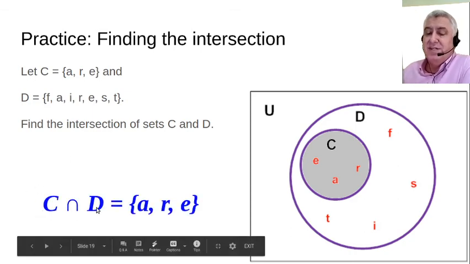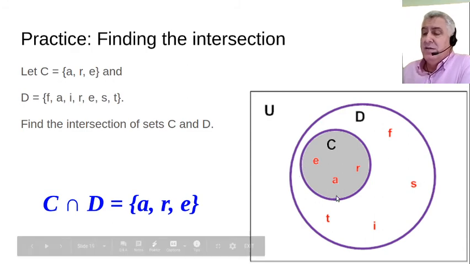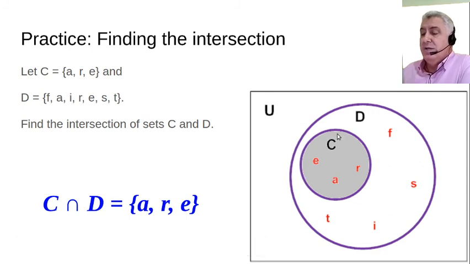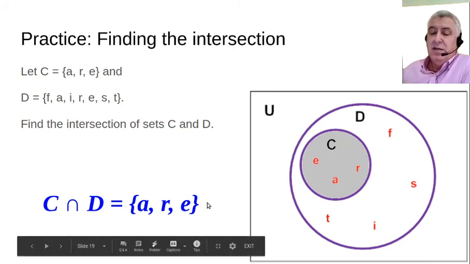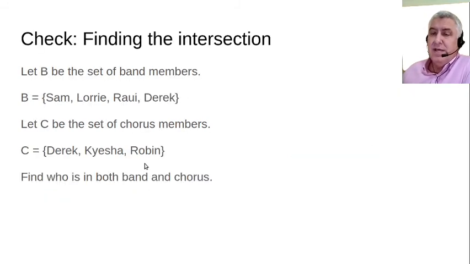Okay, so here's our answer. The intersection of C and D is A, R, and E, and A, R, and E is the same as C. And why is that? Because C is a subset, so there's nothing outside to cut off from C. So when we have a subset, this is actually something fairly useful in mathematics. When something is a subset, and you take the intersection, you just end up with the subset instead of the superset, the larger set.